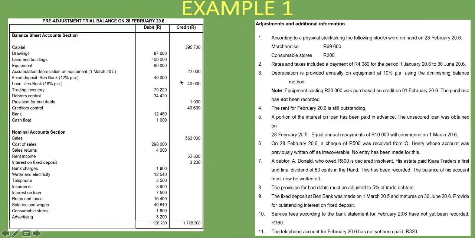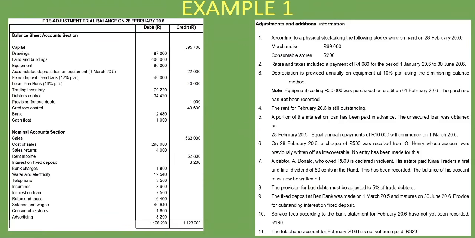As you can see, trading inventory is 70,220 Rand. But the one according to the physical stock taking, the merchandise, and by the way, merchandise and trading inventory is the same thing, we have 69,000 Rand. So you can see the one on the physical stock taking is less. So that means we have a trading inventory deficit.